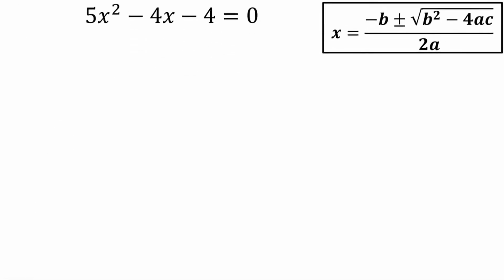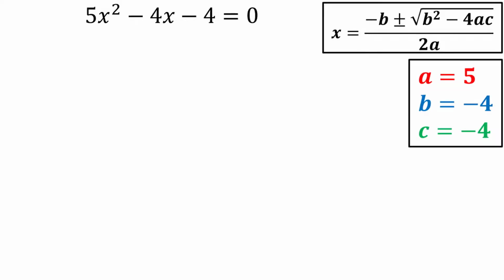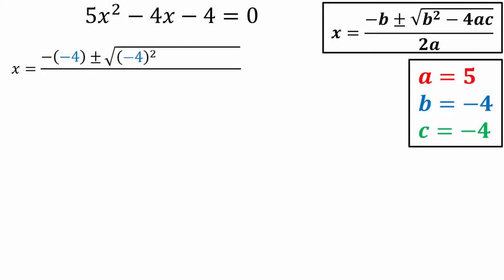Okay, let's try another one. We have 5x squared minus 4x minus 4 is equal to 0. You can try if you want, but this will not factor. We are stuck with the quadratic formula. A is equal to 5, b is equal to negative 4, and c is also equal to negative 4. Plugging into the formula, we have negative 4 plus or minus the square root of negative 4 squared minus 4 times 5 times negative 4, all divided by 2 times 5.